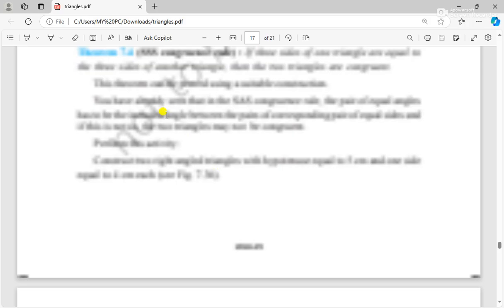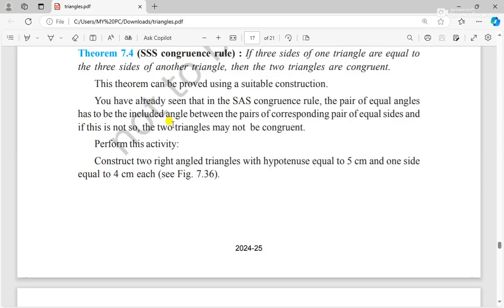Here you see, this is theorem 7.4, and this is the SSS congruence rule, the side congruence rule. If three sides of one triangle are equal to the three sides of another triangle, then the two triangles are congruent, right? This problem can be solved using a suitable construction, right?